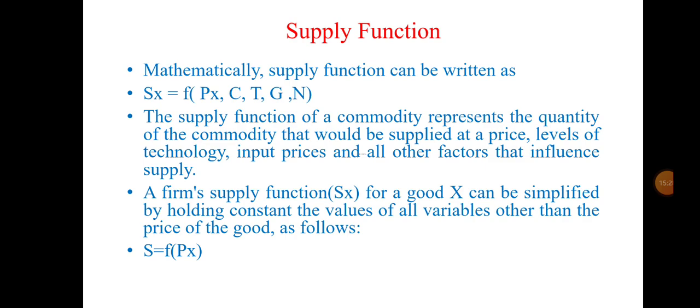So by considering all this, the supply function is represented mathematically as Sx = f(Px, C, T, G, N). So the supply function of a commodity represents the quantity of a commodity that would be supplied at a price, levels of technology, input prices and all other factors that influence supply. Firm's supply function Sx for a good X can be simplified by holding constant the values of all variables other than the price of the good, as follows: Sx = f(Px).